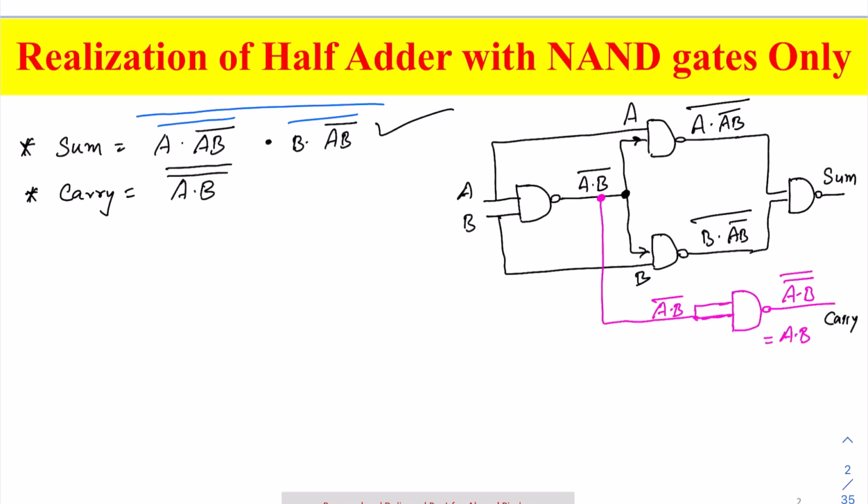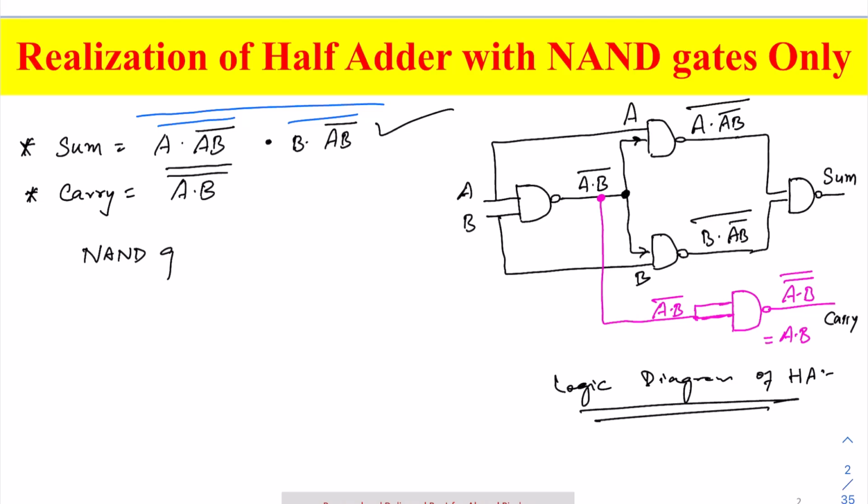In this way we have implemented the half adder with NAND gates only, because if you look at this logic diagram of the half adder, we are using only one type of logic gate, which is NAND. One very important question that often comes in competitive exams like GATE is how many NAND gates are required to implement a half adder. What is the minimum number of NAND gates required to implement a half adder? The answer is 5. We are using 5 NAND gates, as visible in the diagram: 1, 2, 3, 4 and 5.